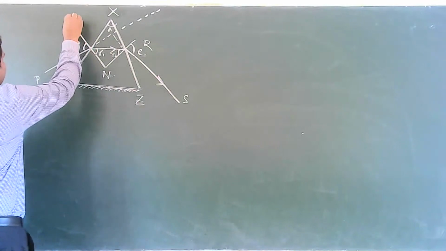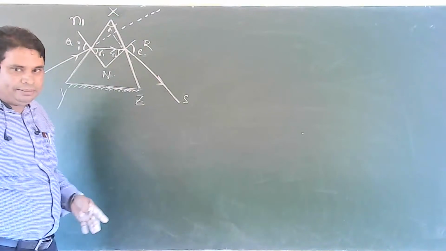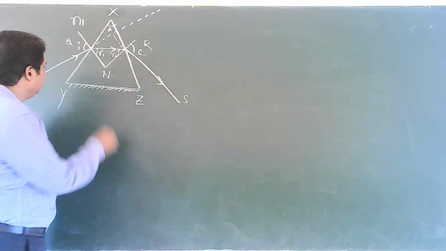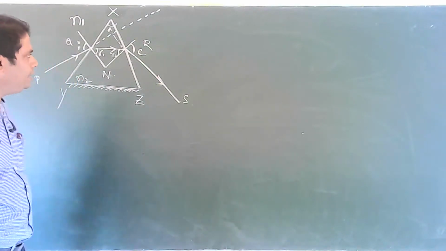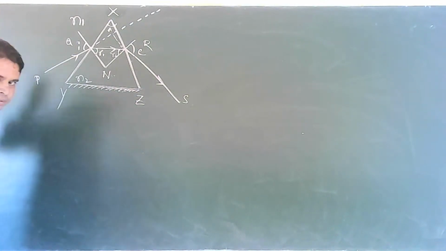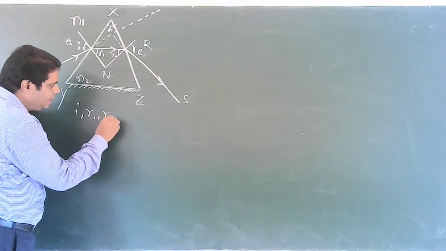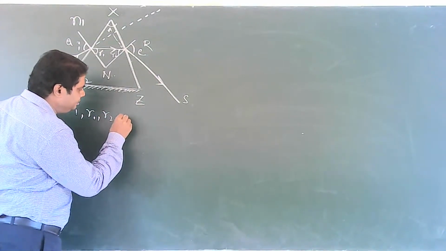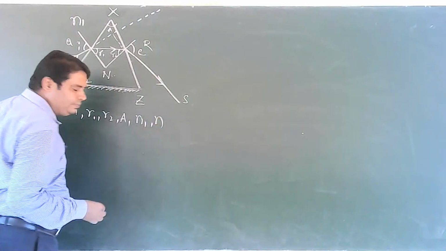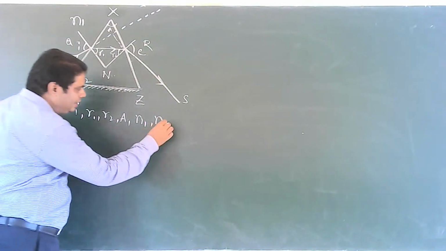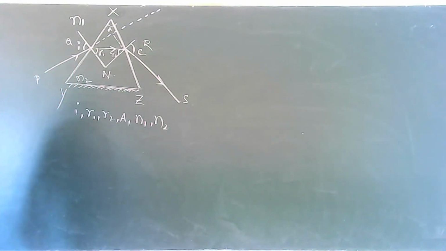So let me write the things. Let N1 be the refractive index of the outer medium surrounding the prism. Small n represents the refractive index of the actual prism. What are the things you noted? Somewhere here, I have written I, R1, R2, correct? And A, the angle of prism, N1, the refractive index of the outer medium, and N2, the refractive index of the actual prism. These are the things.